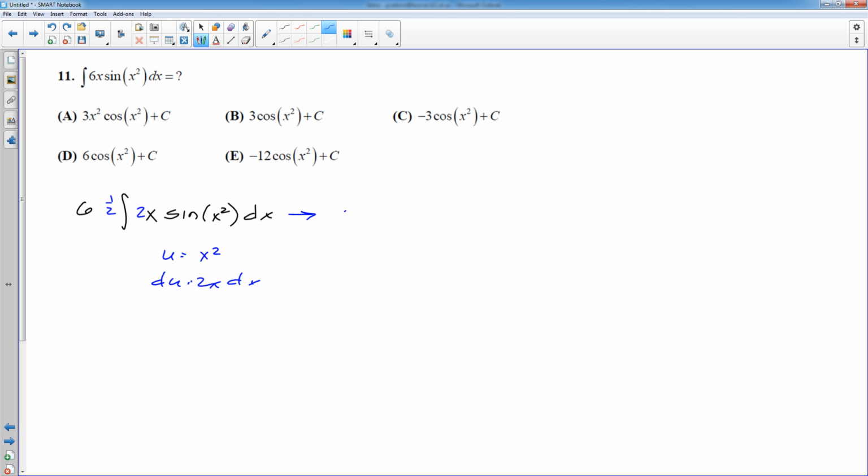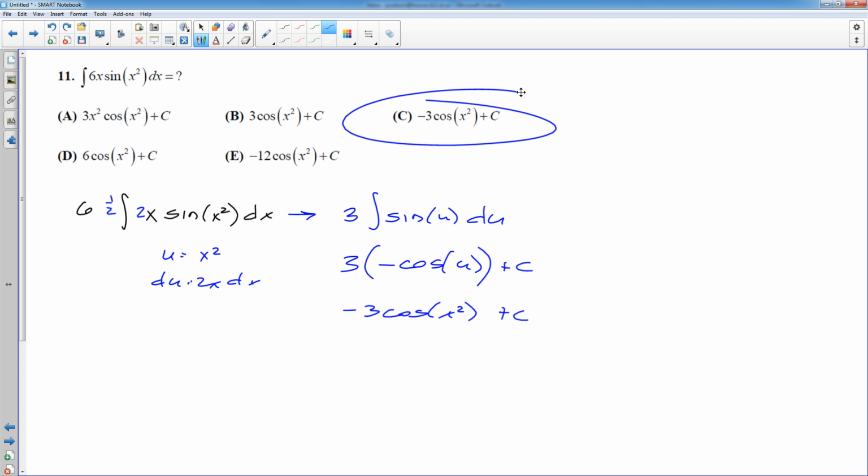That would turn into the integral 3, because 6 times half is 3, antiderivative of sine u du. The antiderivative of sine is negative cosine of u, plus c. That'd be 3 times all that. And u is x squared, so that'd be negative 3 cosine x squared plus c, which is c.